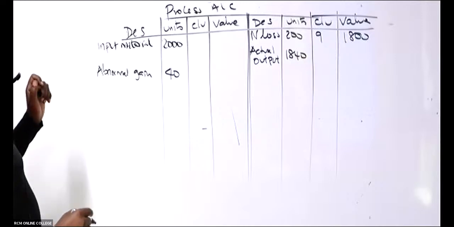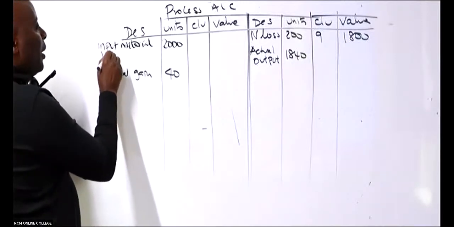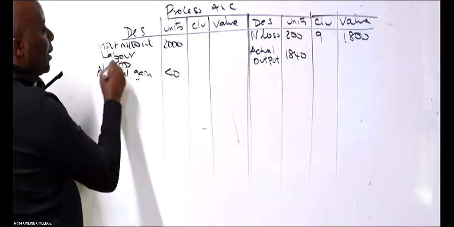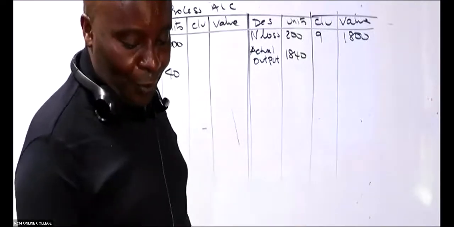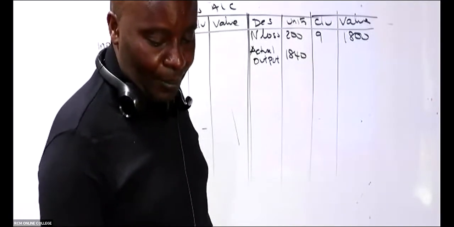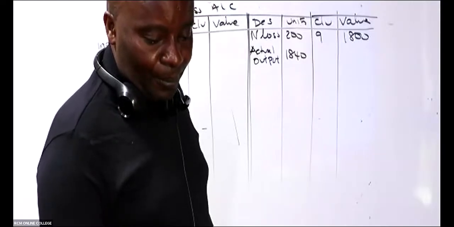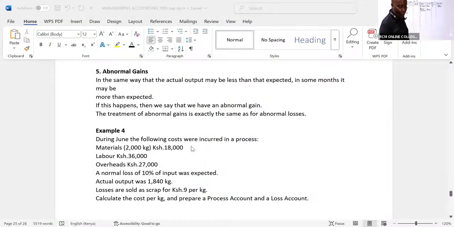Yeah, so apart from materials, we have labor and overheads. So labor, ladies and gentlemen, we look at the question. So you can see here that materials, they are worth 18,000 in total. Then we have labor. Labor cost is 36,000. And then we have overheads of 27,000.